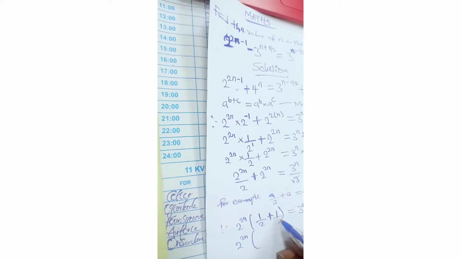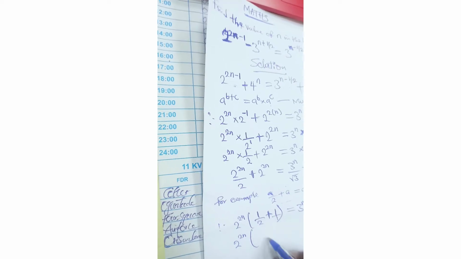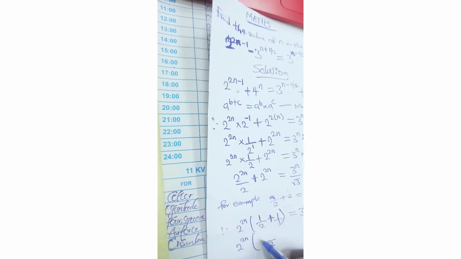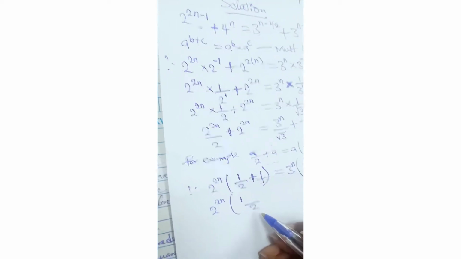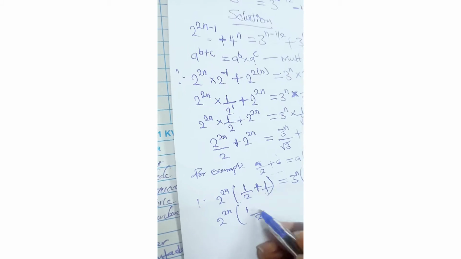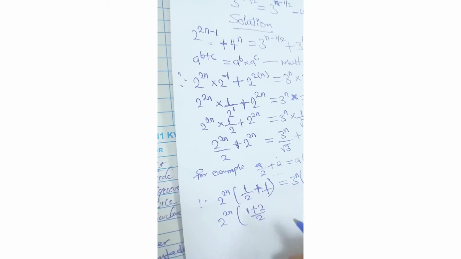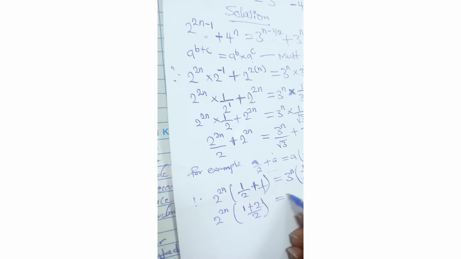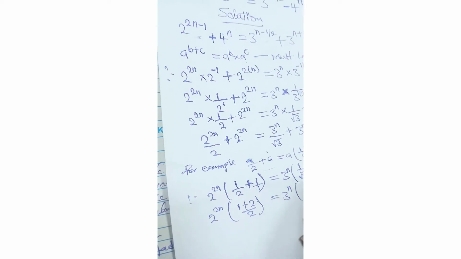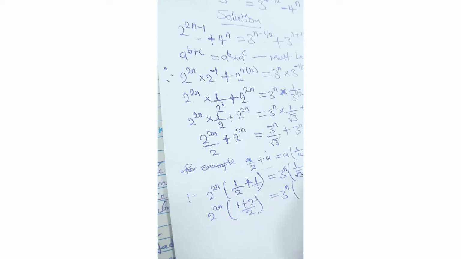Now let's apply 2 raised to power 2n. This one now, let's find the LCM here. The LCM is what? 2. 2 divided by 2, 1. 1 times 1, 1. 2 divided by 1, 2. 2 times 1, 2. 3 raised to power n into, this one is going to give you this over 1.